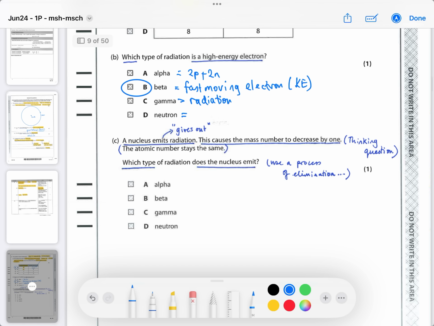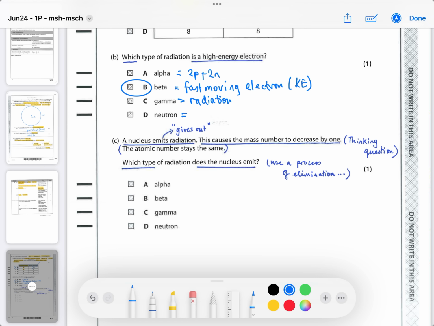And then it says a nucleus emits radiation. This causes the mass number to decrease by 1. Yeah? So it's a thinking question, but the atomic number stays the same. That means the number of protons doesn't change, but the total number of neutrons and protons decreases. What type of radiation does the nucleus emit?